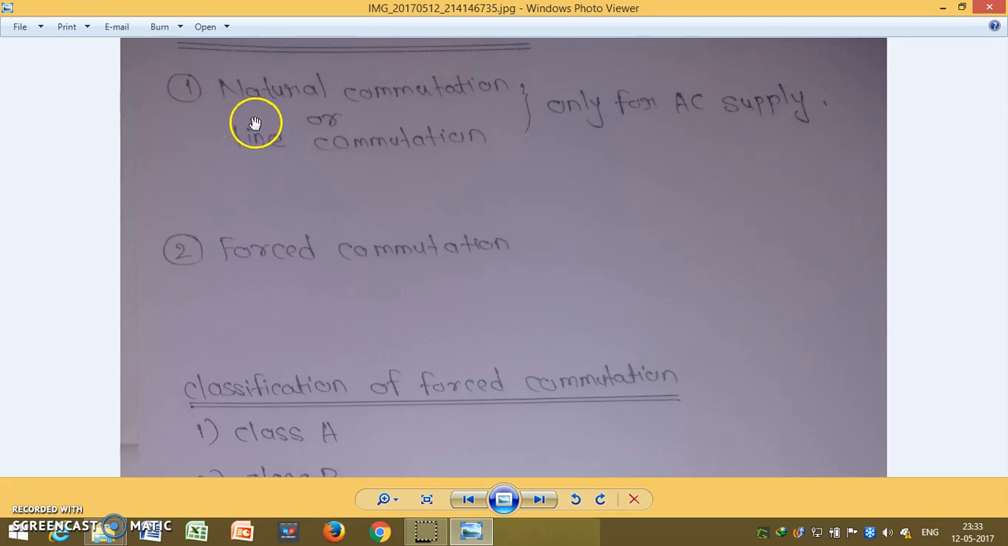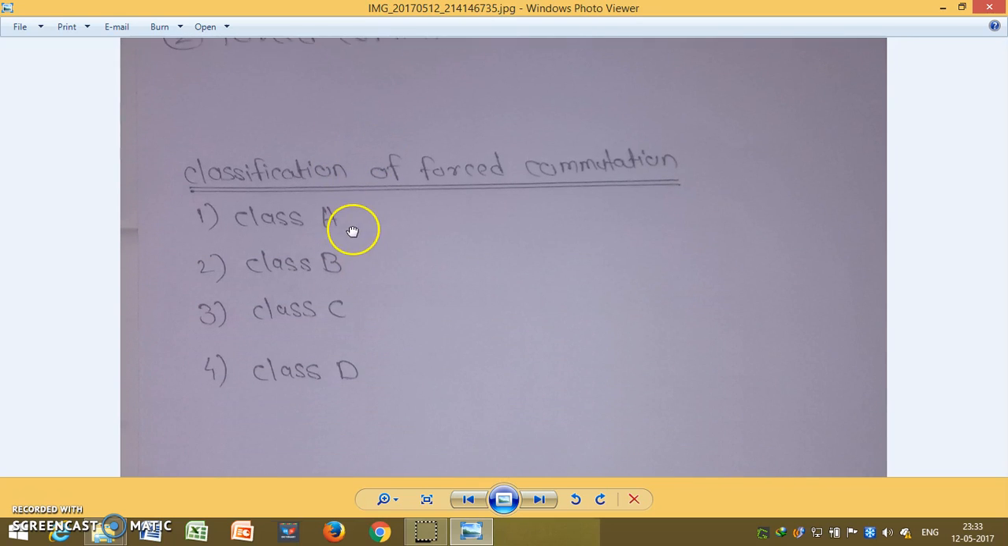Before discussing them, we will discuss natural commutation. In natural commutation, the sinusoidal current wave comes to 0, and that circuit is naturally commutated. Now there are 4 types of forced commutation: class A, class B, class C, class D. In class A, we will use a forced commutation circuit, LC equipment. Class B is current commutation. Class C is voltage commutation, or complementary commutation as we also call it. And class D is also voltage commutation.